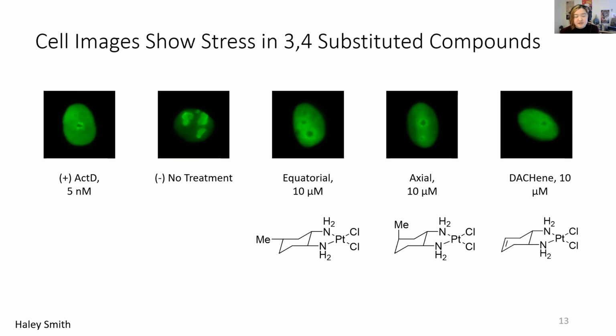As you can see in the images, both the equatorial and axial conformations and derivatives do in fact cause nucleolar stress. Docene over in the corner here, which essentially is just missing the hydrogen that would be in that location, has a double bond instead, and also causes nucleolar stress. But you can see how these images differ from our no treatment control, right? The NPM1 in the no treatment is still very congregated in the nucleoli compared to how it's spread out in the other images.